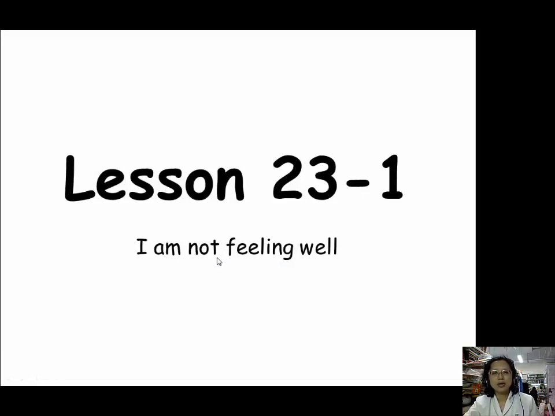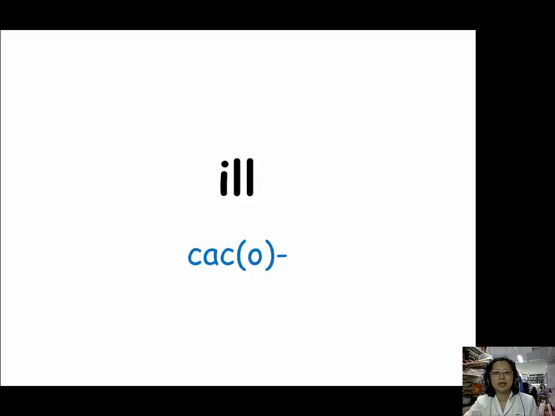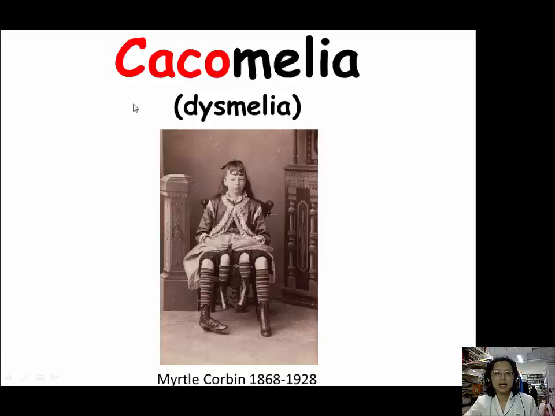In this lesson, we are going to learn prefixes and suffixes that are related to disease and illness. For ill, we use this prefix caco, C-A-C-O. Our example is cacomelia, also called dysmelia. The suffix melia means limb, arm or legs.